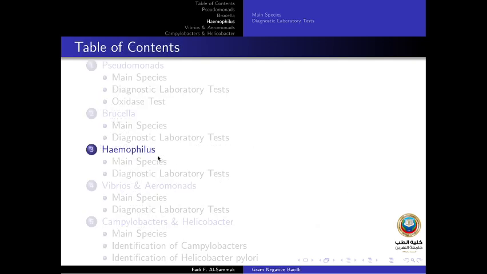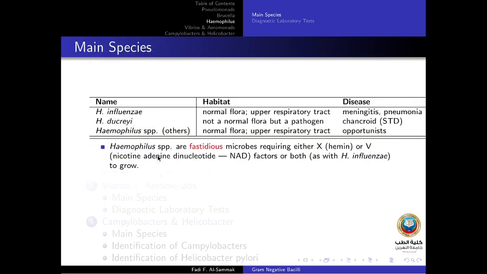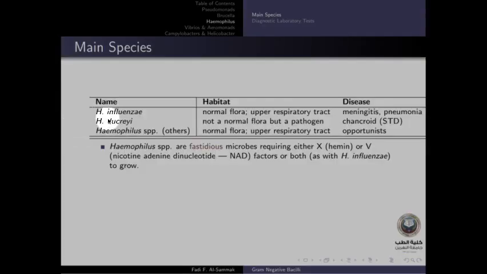The other genus in this group is Haemophilus, and we have H. influenzae, Haemophilus influenzae, as a normal flora in the upper respiratory tract. It can be responsible for meningitis or pneumonia. On the other hand, we have Haemophilus ducreyi, and this species is not part of the normal flora, but a pathogen, and is responsible for what is called chancroid, which is a sexually transmitted disease and is different from the chancre that is remarkable of syphilis.